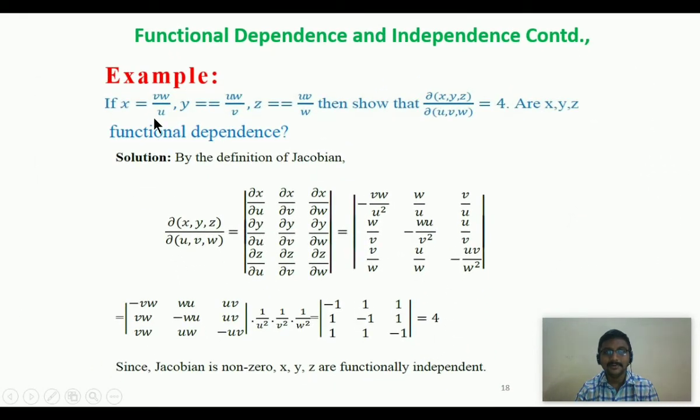Another example, prove that x, y, z are functionally independent? So clearly the Jacobian value is 4 here. So 4 means not equal to 0, clearly functionally independent. We just have to compute the Jacobian value of x, y, z with respect to u, v, w. All derivatives are substituted here. Now we have to simplify the determinant. On simplifying, we will get 4 as the result. Since the Jacobian is non-zero, x, y, z are functionally independent.